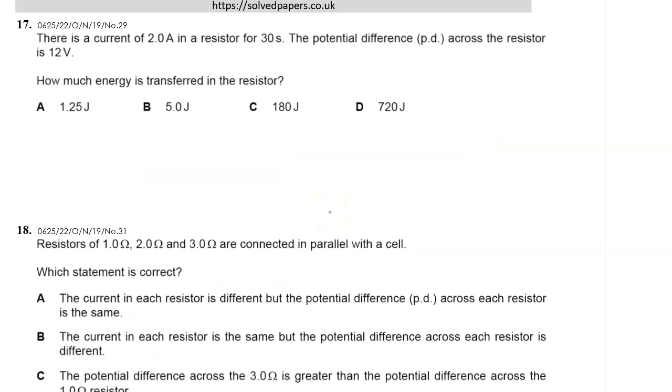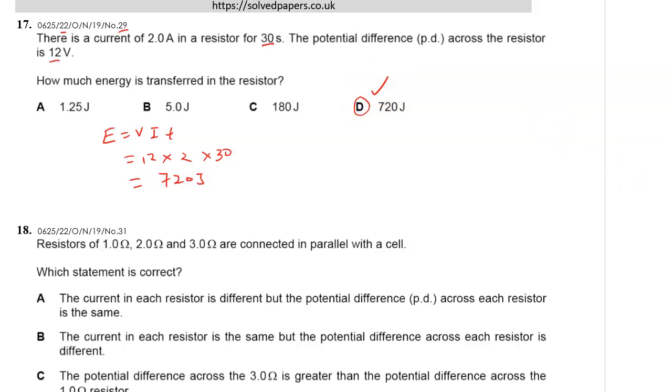Question number 17. Of course, this is from paper variant 2.2, question number 9. There is a current of 2 amperes in a resistor for 30 seconds. The potential difference across the resistor is 12 volts. How much energy is transferred? Of course, energy is equal to voltage times current times time. Time is in seconds. So 12 times 2 amperes times 30 seconds, and this will give you 720 joules. So the answer there is D.